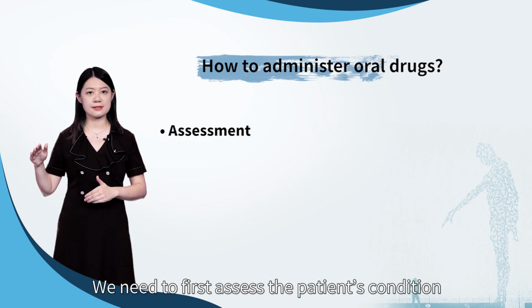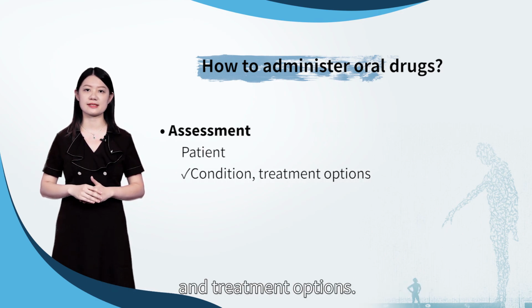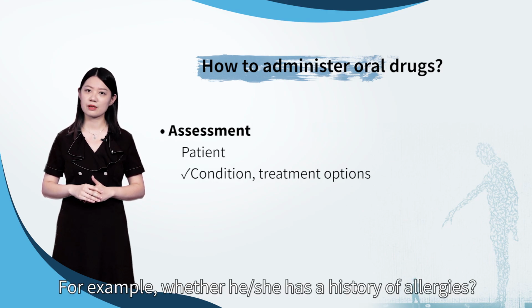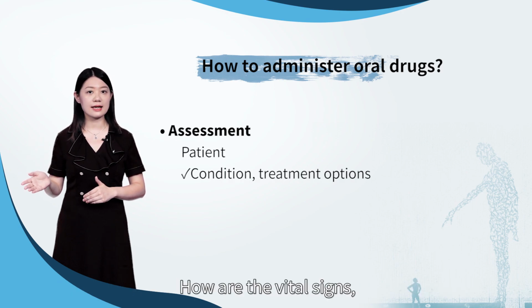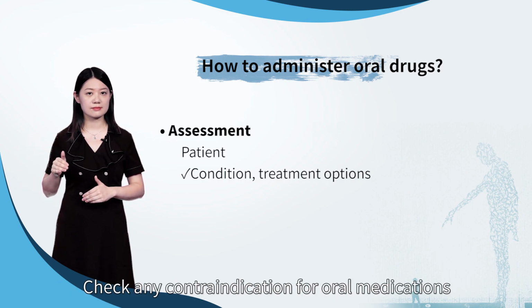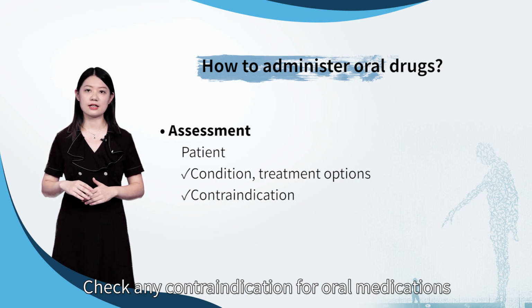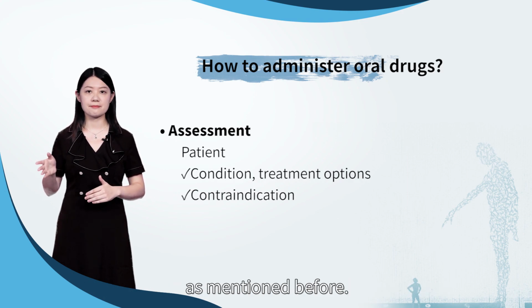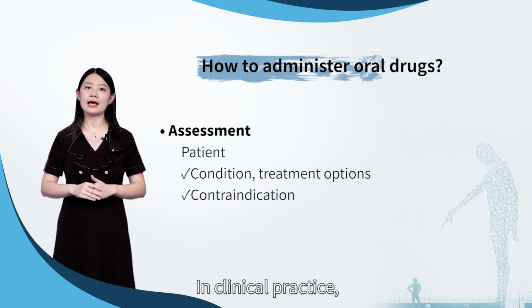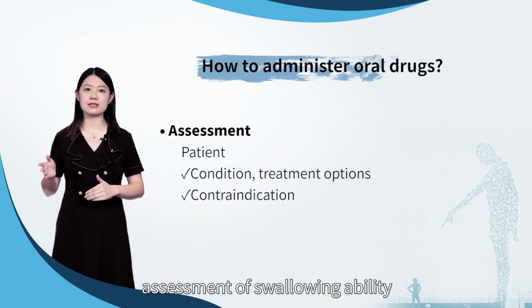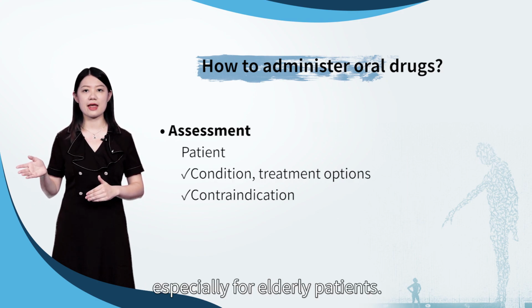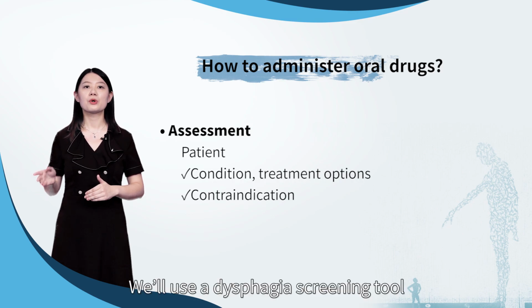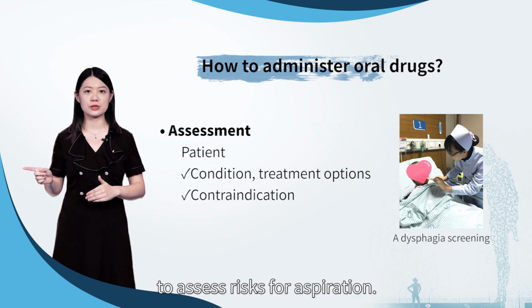We need to first assess the patient's condition and treatment options. For example, whether he or she has a history of allergies, how are the vital signs, renal and liver functions. Check any contraindications for oral medication as mentioned before. In clinical practice, assessment of swallowing ability is very important, especially for elderly patients. We'll use the dysphagia screening tool to assess the risk for aspiration.